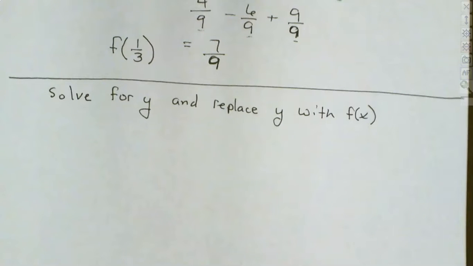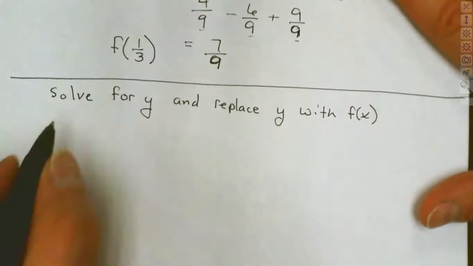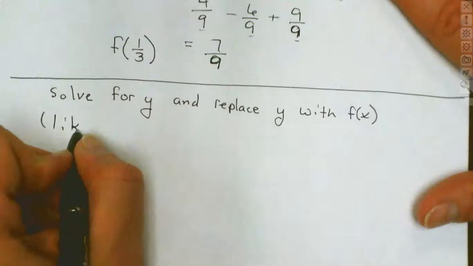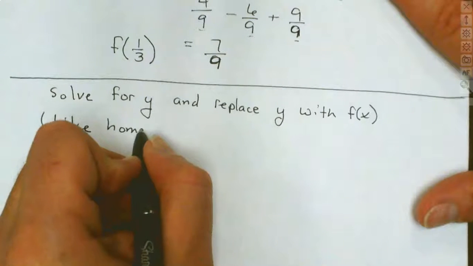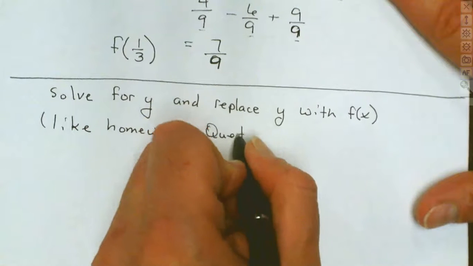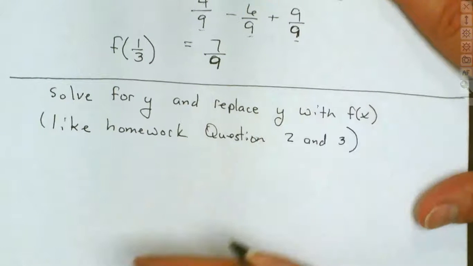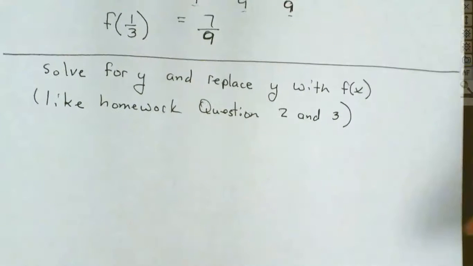Once we get these done, then we'll look at how to graph them. And then we'll look at how to work with functions where I have you change the variable. So we only got a couple more things to cover in this section. So solve for y and replace y with f of x. And this goes with homework questions 2 and 3.